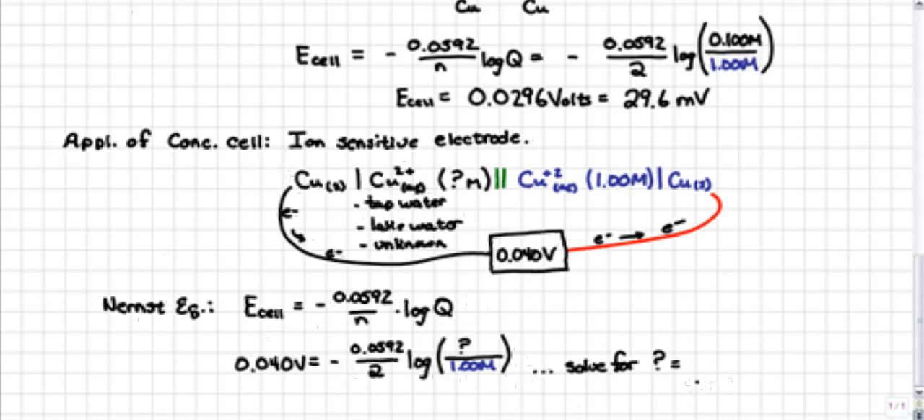But what you should find is that if you solve for the question mark using inverse logs along the way, you'll find that the question mark, the concentration of copper ions in the unknown lake water sample, in this case comes out to be 0.0445 molar. In this way, concentration cells can be actually used and calibrated to determine the concentrations of, in this case, copper ions in solution, or in the case of a pH probe, hydrogen ions in solution.